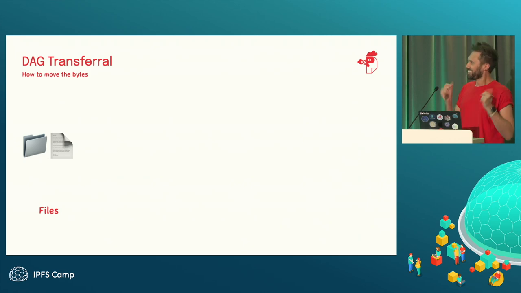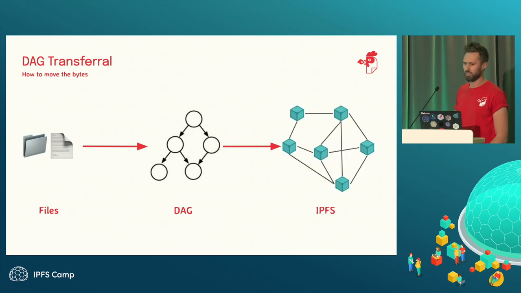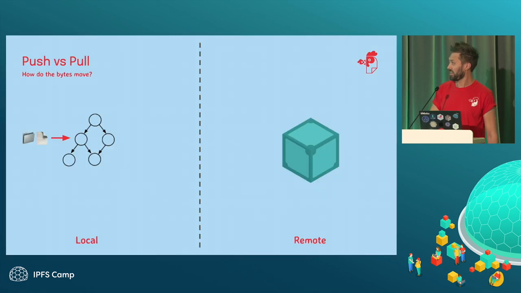So, from the top, it's all about transferring DAGs from one place to another. We're talking about taking files, doing something to them, making a DAG, a directed acyclic graph, and then trying to put them on a node in the network somewhere. So yeah, how to do that.